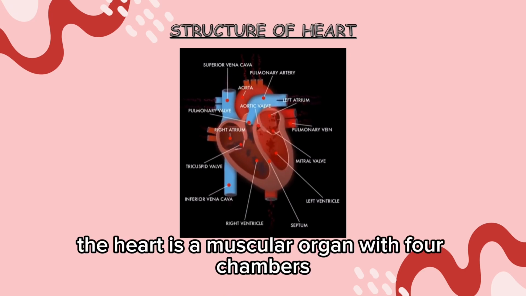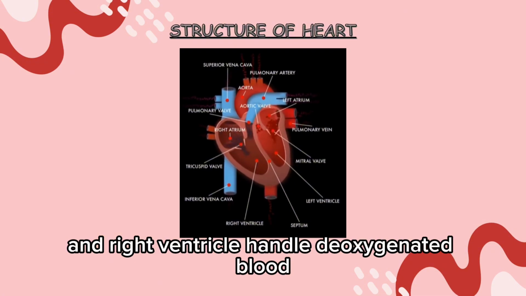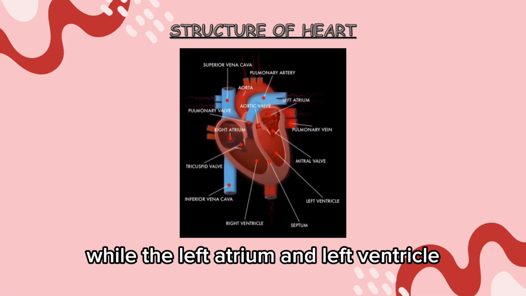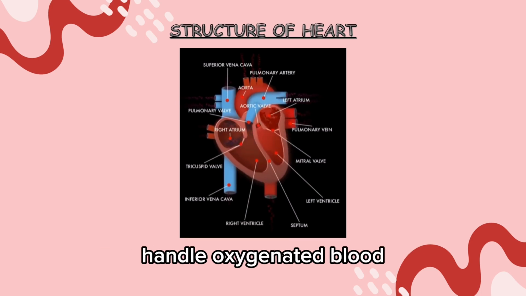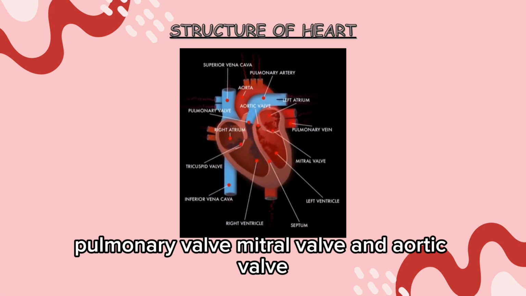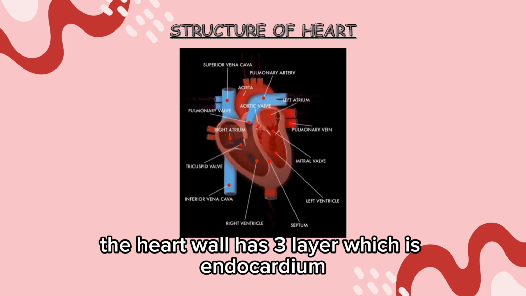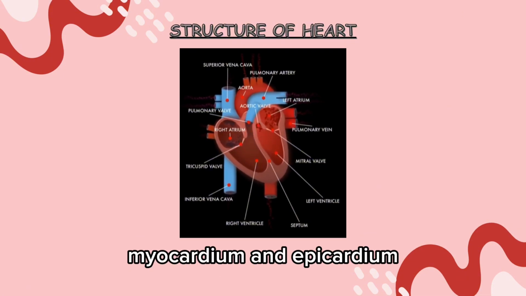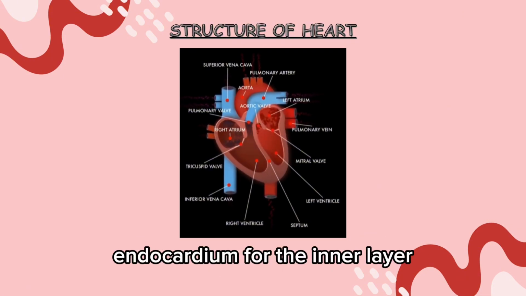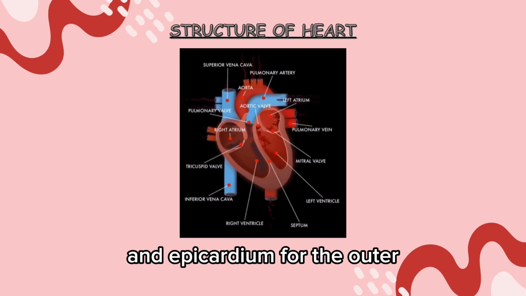The heart is a muscular organ with 4 chambers. The right atrium and right ventricle handle the deoxygenated blood, while the left atrium and left ventricle handle the oxygenated blood. It has 4 valves, which are the tricuspid valve, pulmonary valve, mitral valve, and aortic valve, to ensure one-way blood flow. The heart wall has 3 layers, which are endocardium, myocardium, and epicardium. Endocardium for the inner layer, myocardium for the middle layer, and epicardium for the outer.